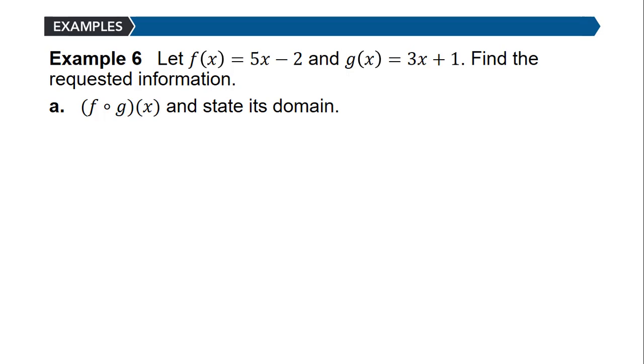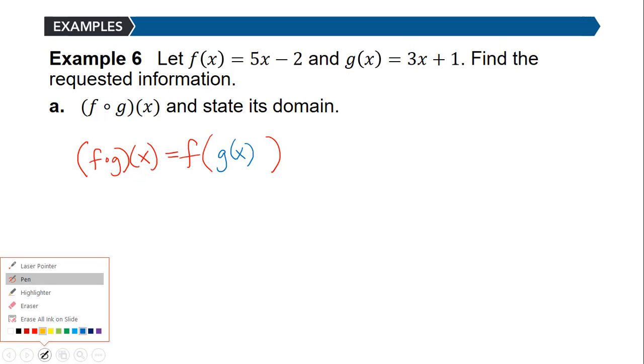So let's look at this. We have f of x is equal to 5x minus 2, and g of x is equal to 3x plus 1. We want to find the requested information. In part A, that is to find f of g of x and state its domain. So we first want to rewrite f of g of x with our function notation. And this means to do f of, and I'm going to put this in parentheses in a different color, in parentheses I have g of x. So this is f, and then in parentheses g of x.